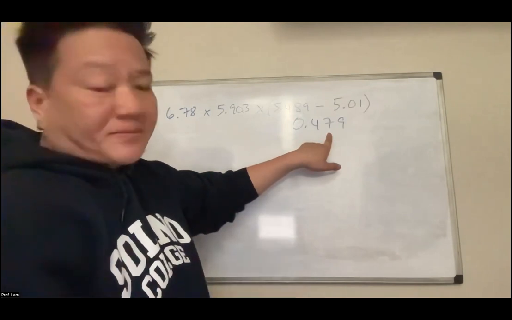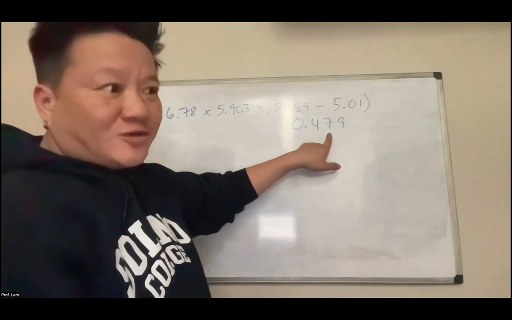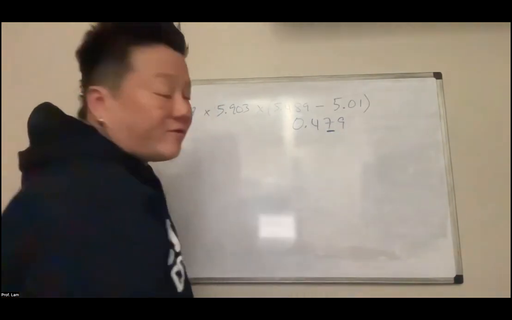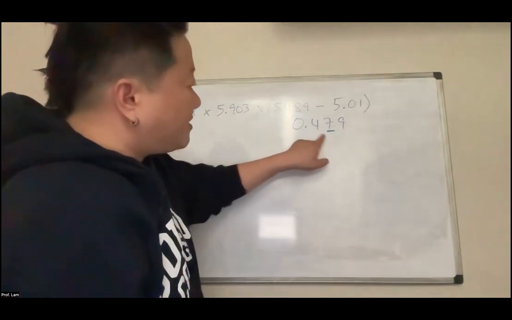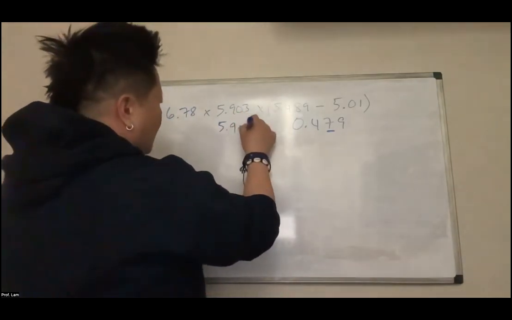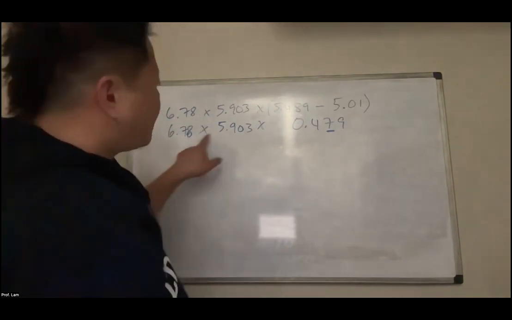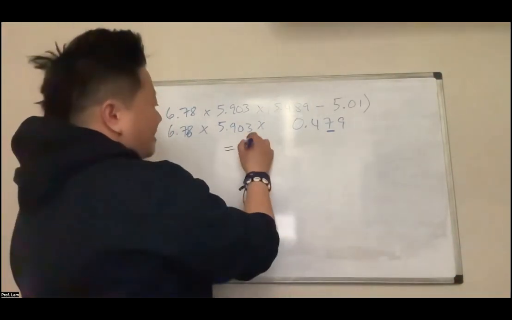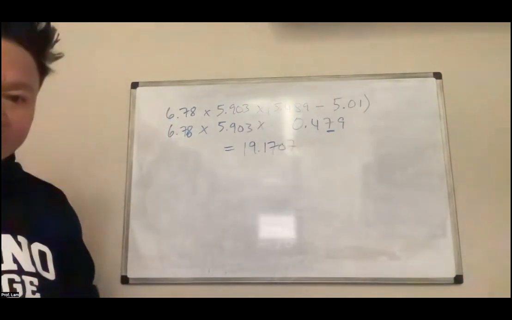So when you're doing multi-step calculations, you want to make sure that you don't round until the very end, until you get the answer. So to avoid doing that, that's why we're going to underline where we would have rounded so that we remember, okay? But we still use these 3 numbers to continue multiplying the other 2. Okay, so we're gonna take 6.78 times 5.903 times 0.479, and we will get 19.1707 on our calculator. Okay.